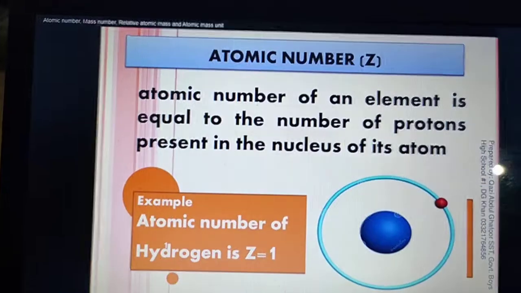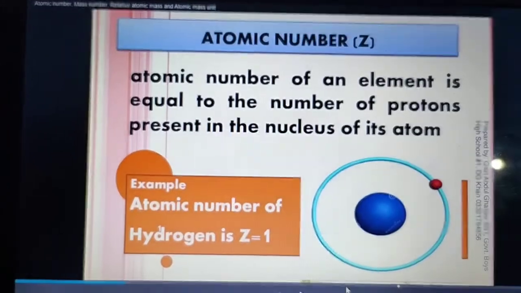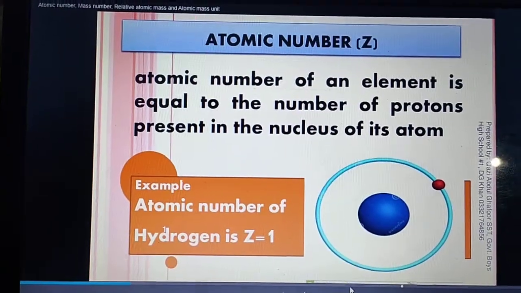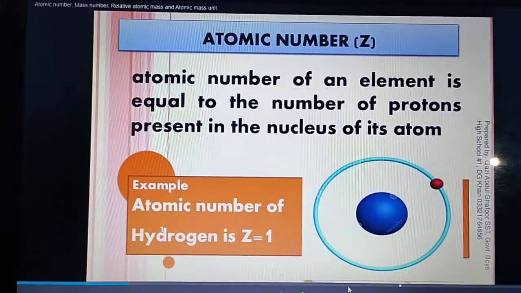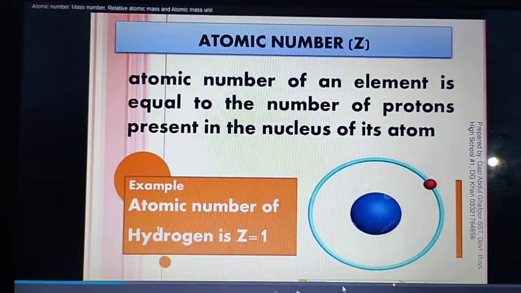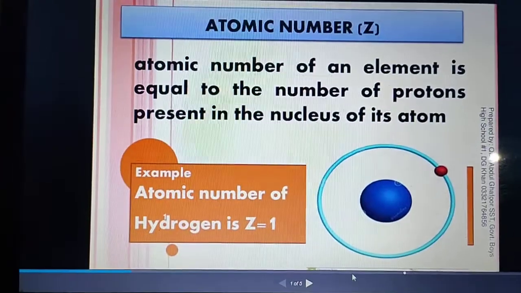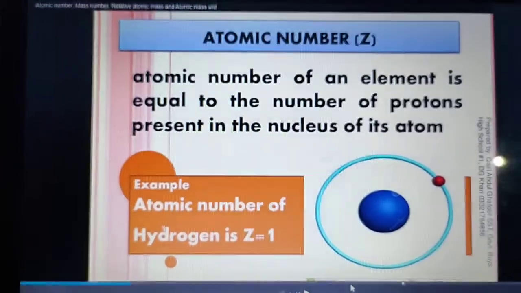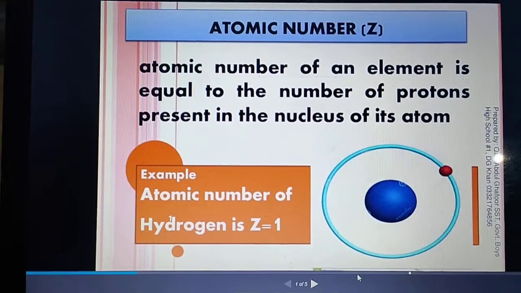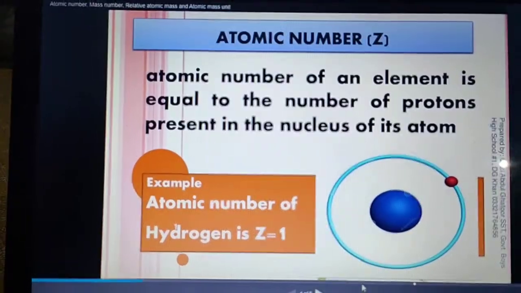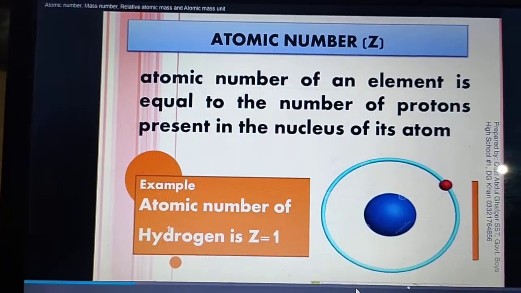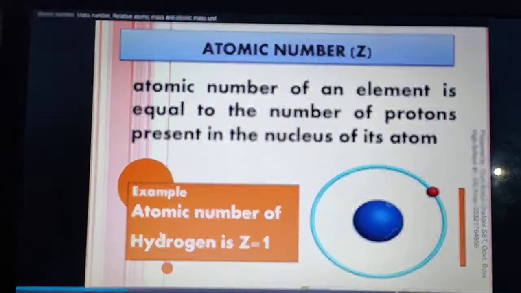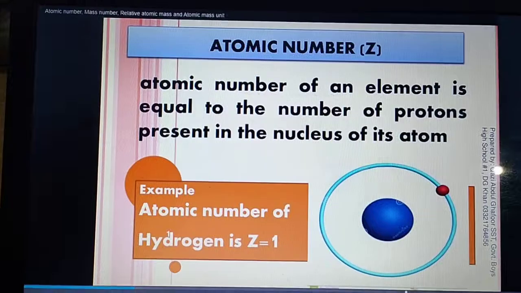It is denoted by the symbol Z, capital Z, and it can have only an integral value like 1, 2, 3, 4. It cannot have a fractional value. It is just an integral value. Now this atomic number of an element is equal to the number of protons inside the nucleus of its atom.